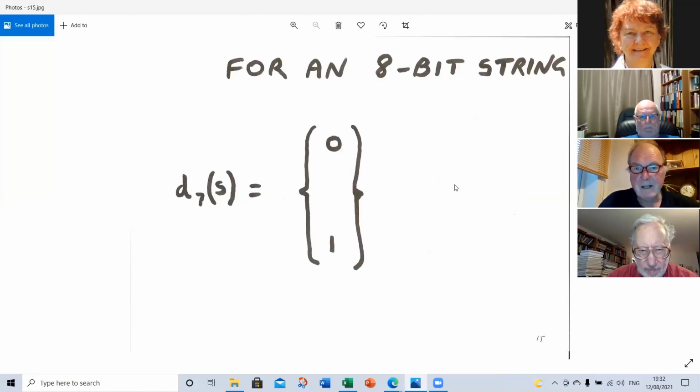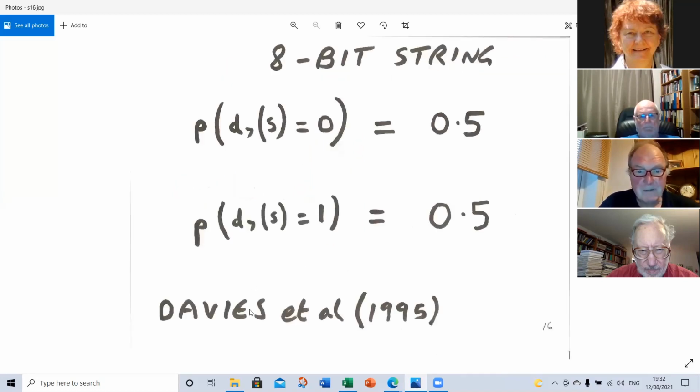In an 8-bit string, the last derivative is 1 bit long, and it has two outcomes. It's either 0 or a 1. The other incredibly important result is that of Davis et al. in 95. They show that the probability of it being either 0 or 1 is 0.5. There's a condition attached to that, which, because we're dealing with all natural numbers, applies.